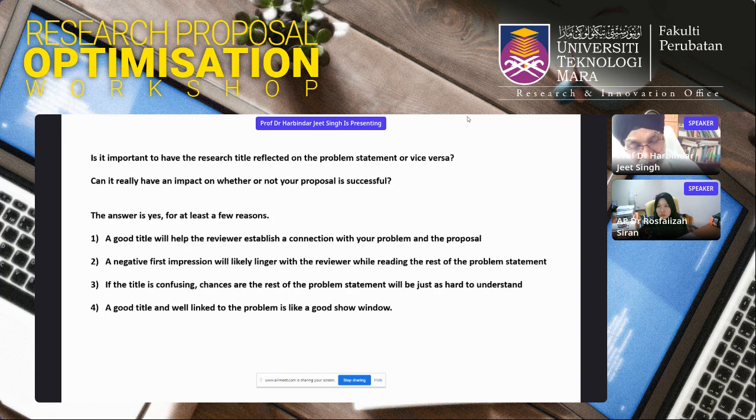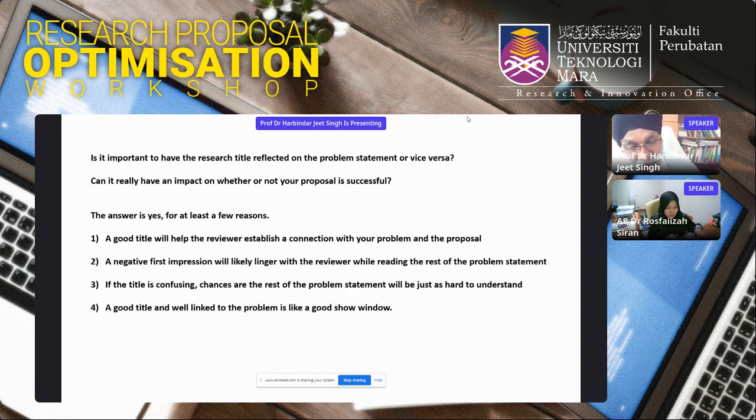Your title or your problem statement has to be connected to the title or vice versa, because that is very important. If from the very outset the reviewer does not see a good connect, it does not give a good impression. A negative impression will leave the reviewer a little uncertain, and they may not even bother reading very intensely. So really, I think it's very important.